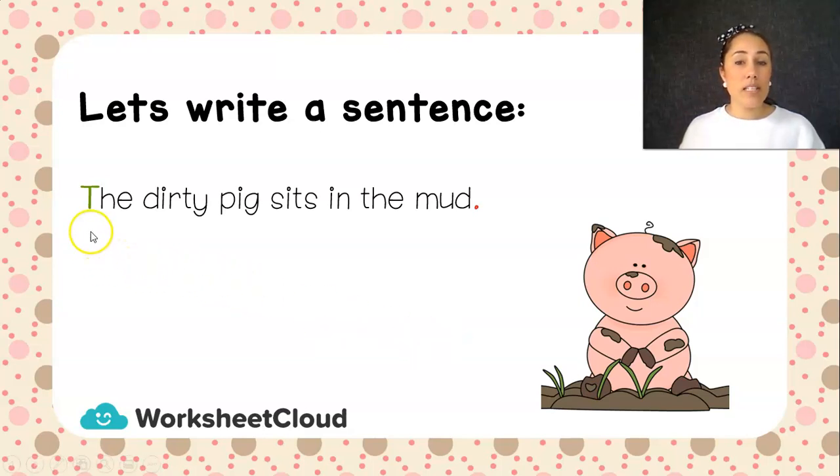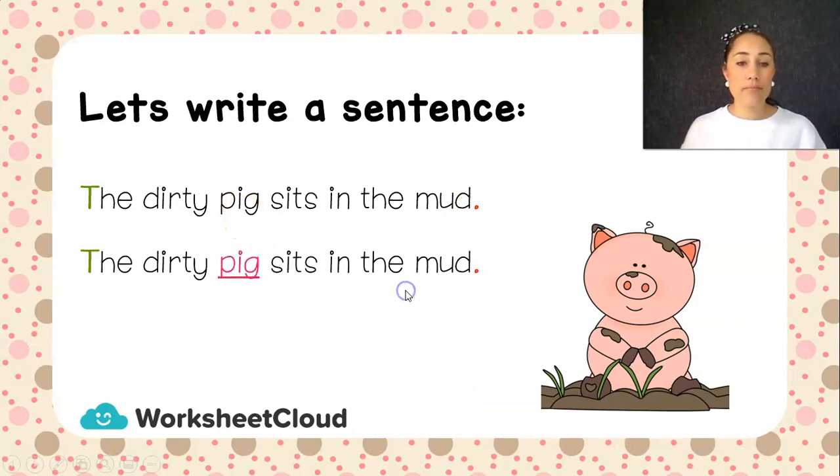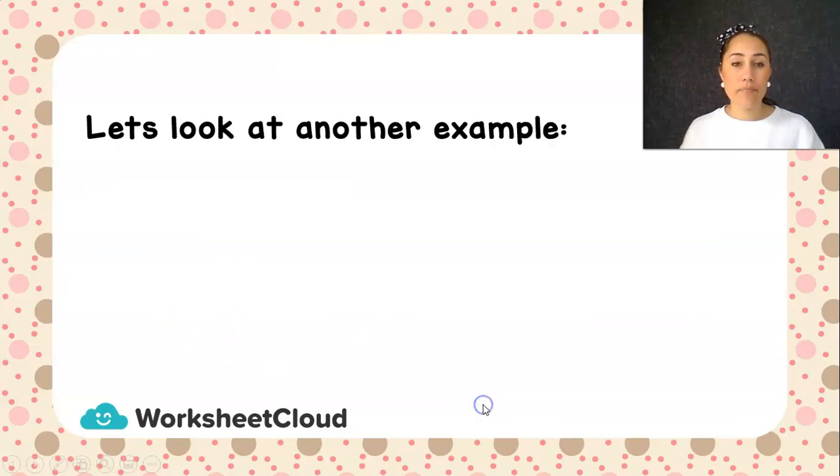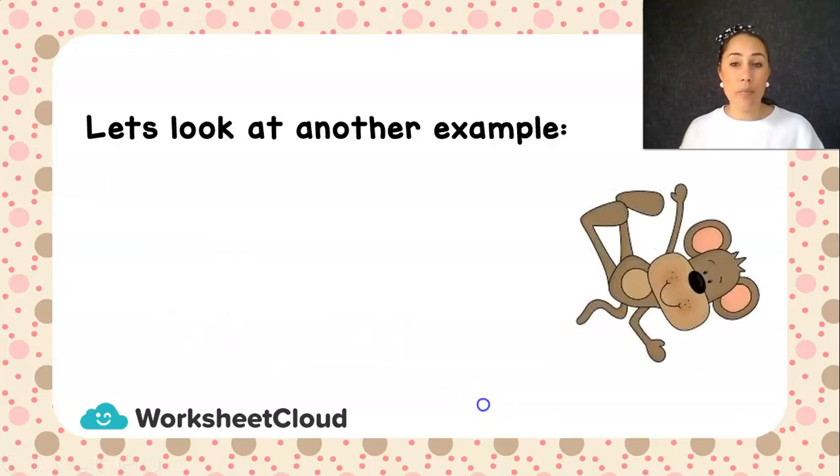So now for it to be a sentence, we need to have a capital letter at the front and a full stop at the end. And let's see, where did we use our noun in the sentence? Pig. And which word in that sentence describes our noun, the pig, a bit more? It tells us a bit more about our noun. The word dirty. So we can ask, what kind of pig? The dirty pig sits in the mud. So let's have a look at another example.